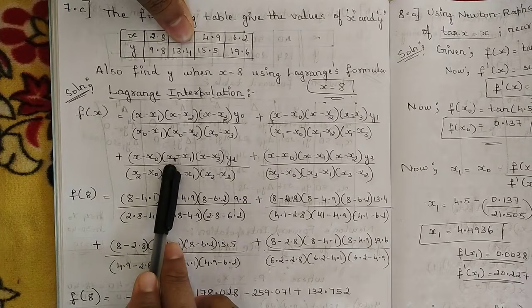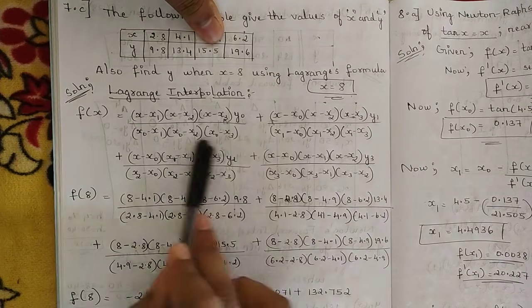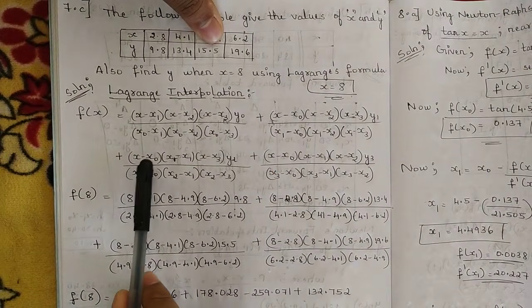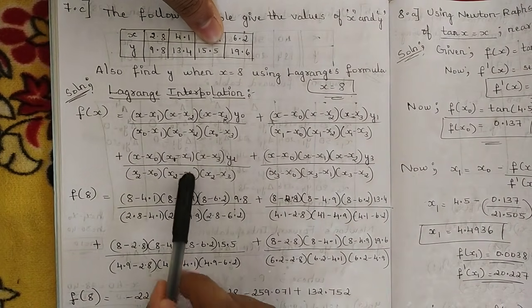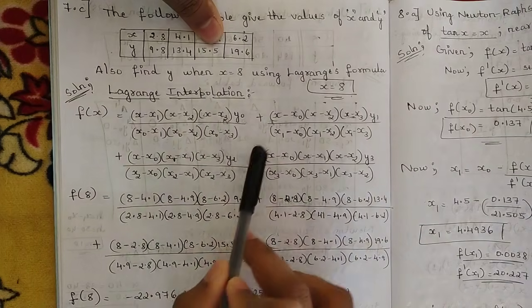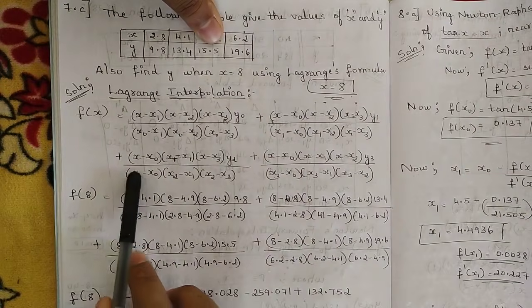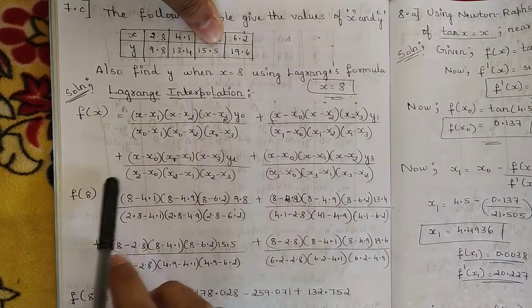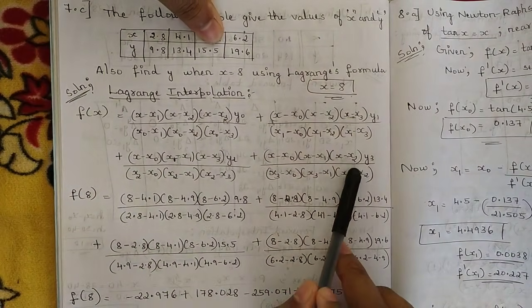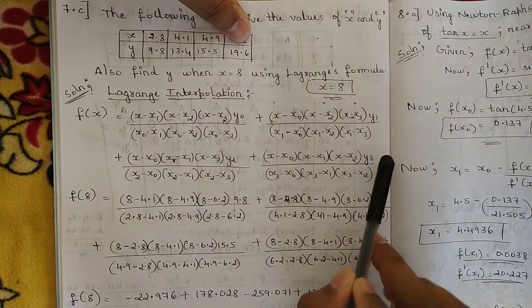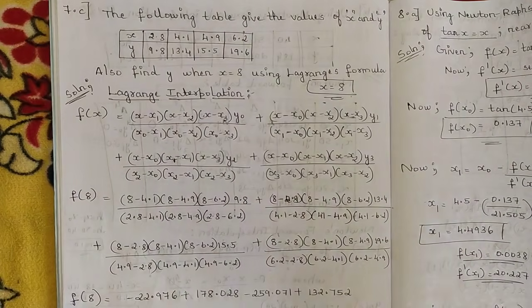Similarly, for the third term, again the x2 term you should not be considering now. x0, x1 and x3 you should be considering, that is x minus x0, x minus x1, x minus x3, into y2, divided by the x2 term, which we have not considered. Do that for the denominator part. Similarly, the fourth term, don't consider the final term, do the rest and multiply it with y3. Like that the formula would be completed.